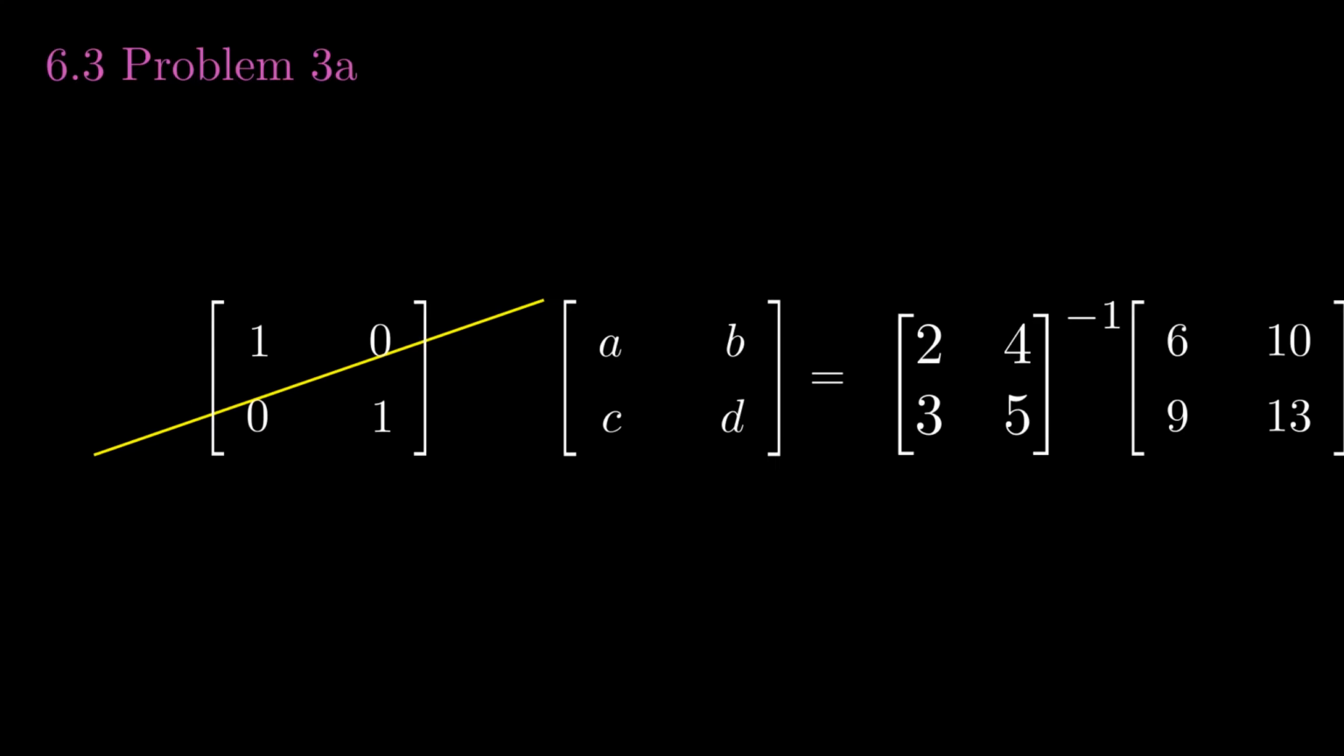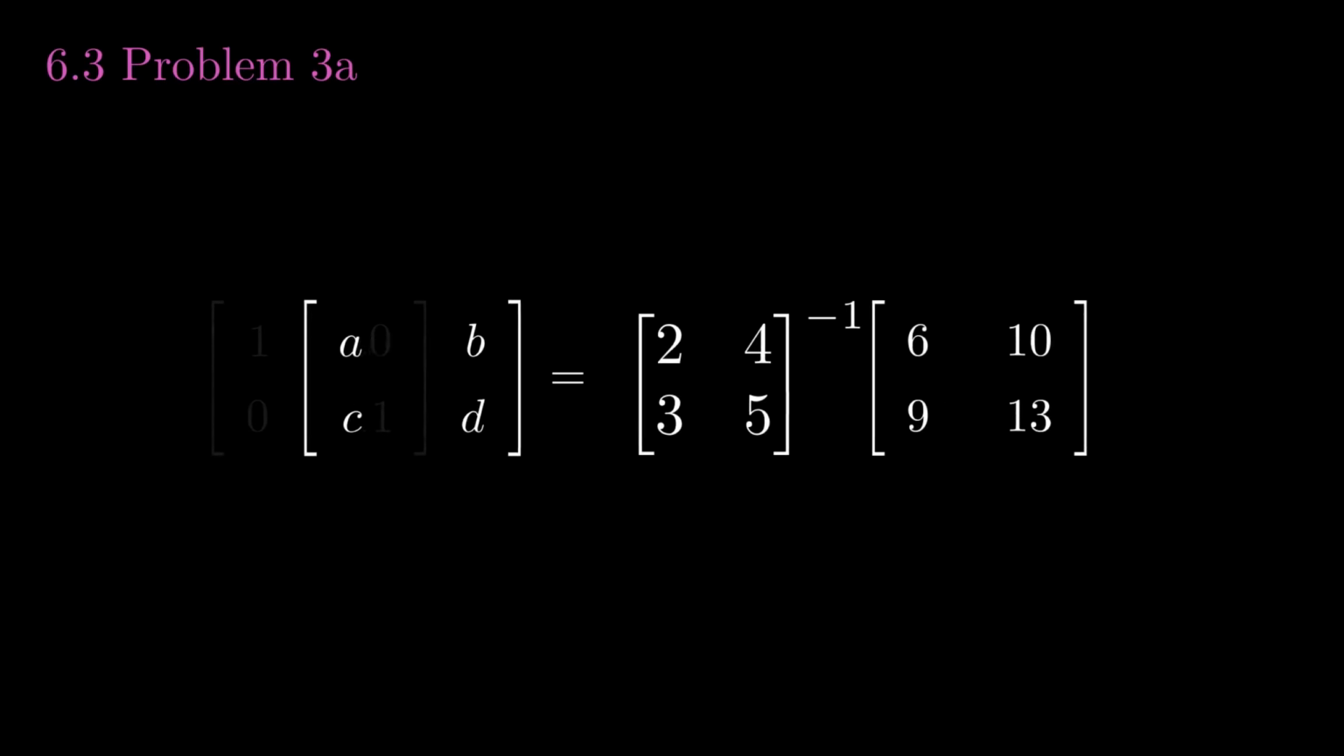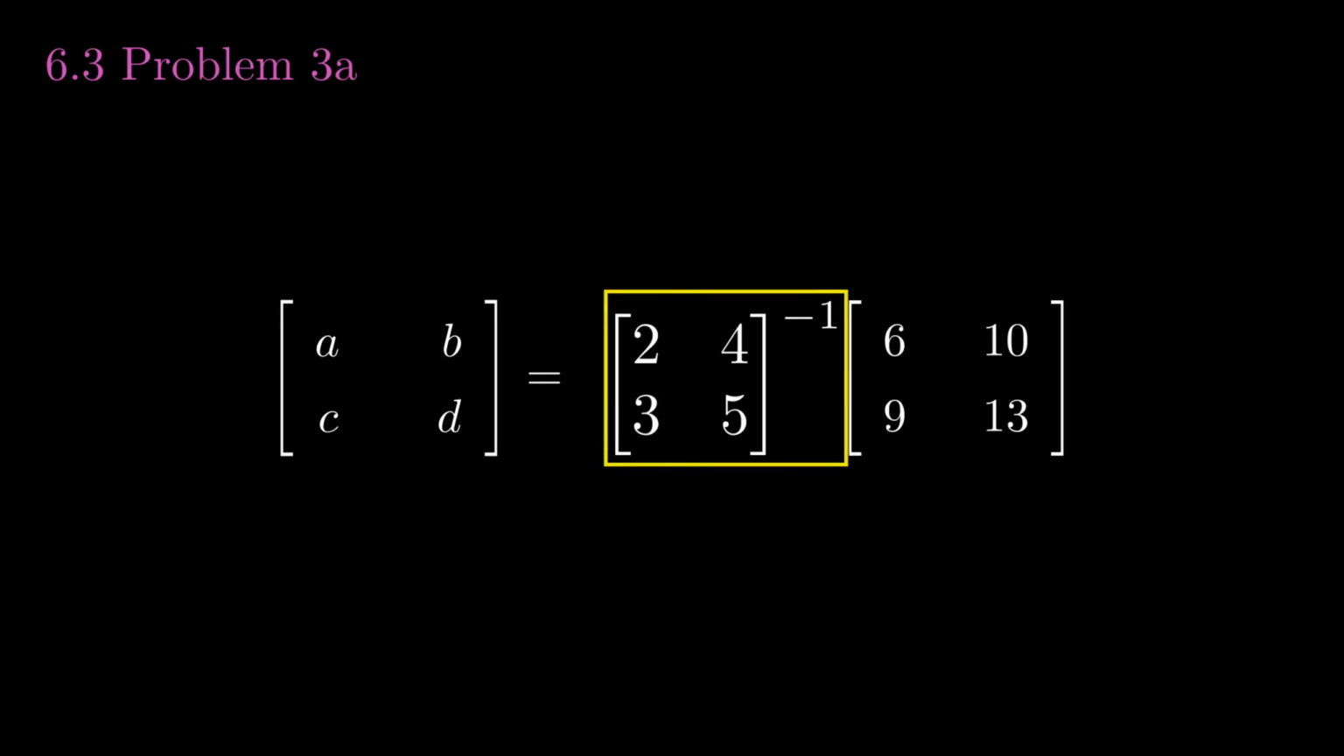Now, this results in the identity matrix. Multiplying any matrix by the identity matrix results in itself. It's kind of like if you multiplied a term by 1. So we can now isolate A, B, C, D. But how do we actually get the inverse of 2, 4, 3, 5?